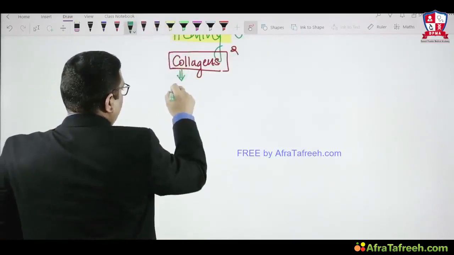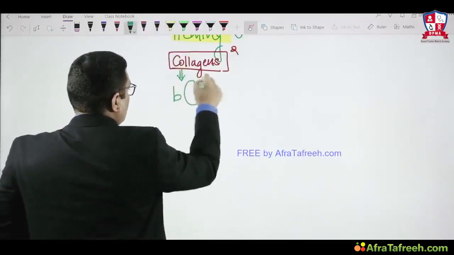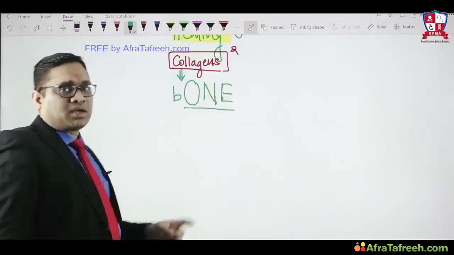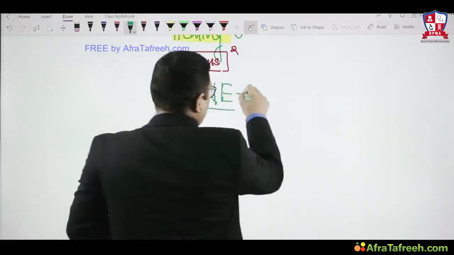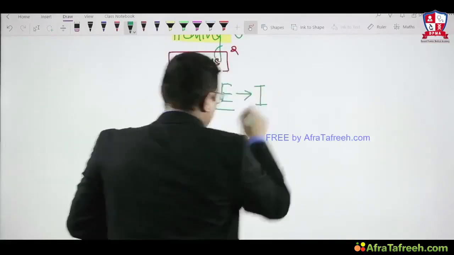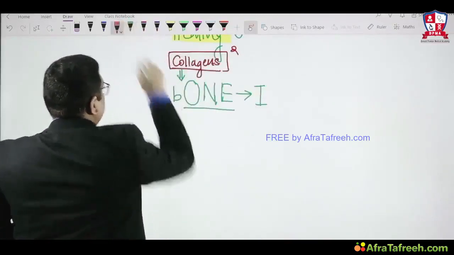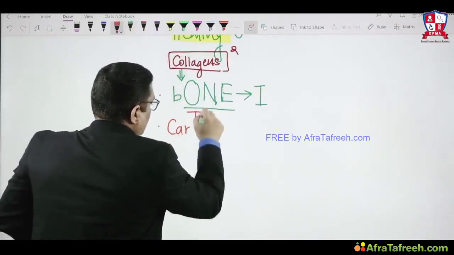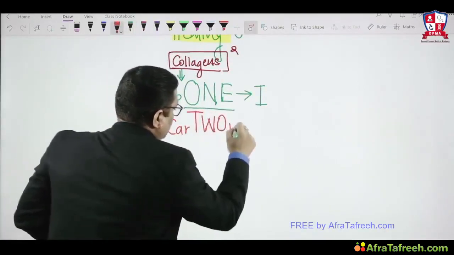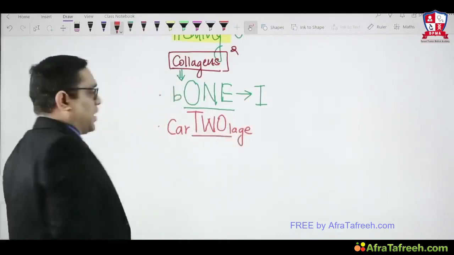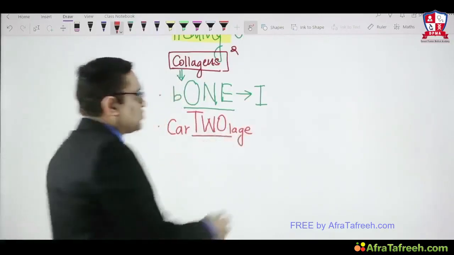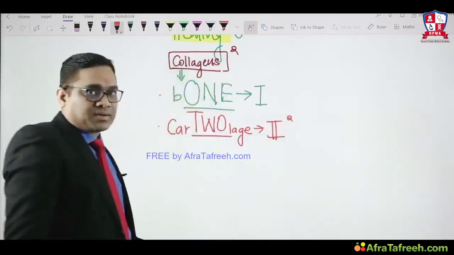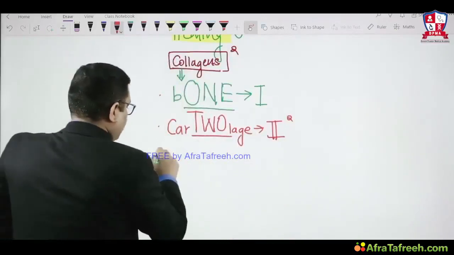For example, when you see bone, B O N E, this name itself is a mnemonic. Bone has type 1 collagen. So just remember, bone will have type 1 collagen. Another important example is cartilage. See, the spelling has been distorted. Cartilage, right? Cartilage will have type 2 collagen. This is how we can remember it. This was an AIIMS question this year, right? So cartilage will have type 2.